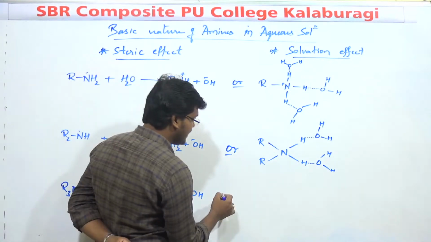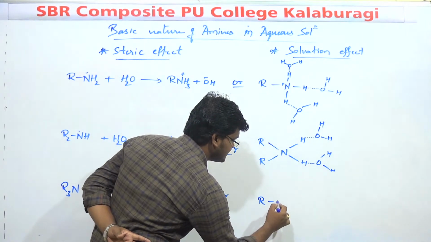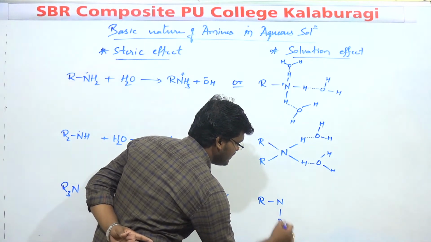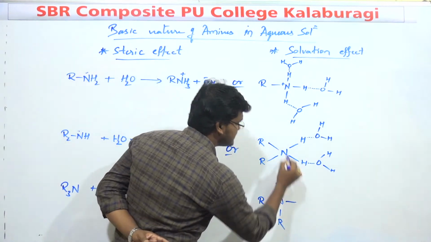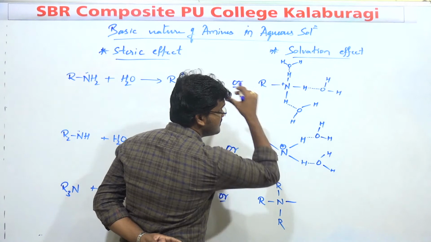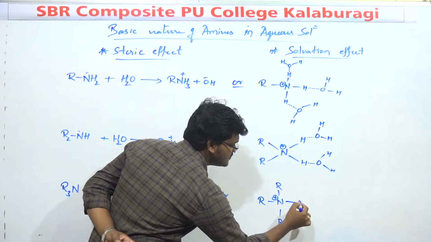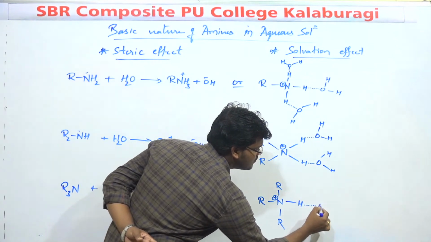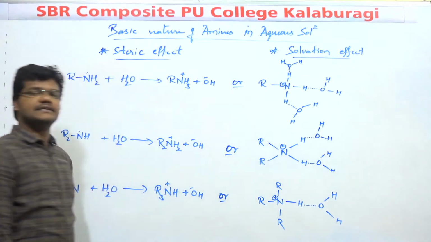There is only one hydrogen, so this can be written as R3N+H. Here I am having a positive charge, here also, and here also. So there is a hydrogen, and now only one water molecule can bind in this case.